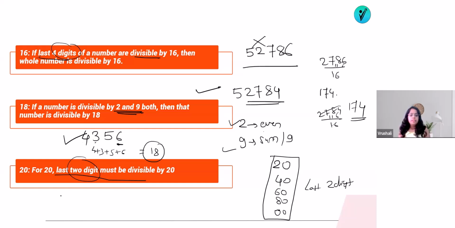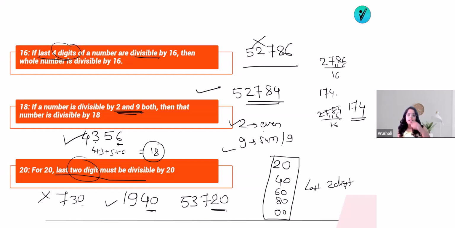So if any number is, suppose, 730, as I know 30 is not divisible by 20, so it won't be divisible. If I took a number, suppose 1940, I know the last 2 digits are divisible, so it will be divisible. If I took a number, suppose 53,720, the last 2 digits are divisible by 20, so the number will be divisible by 20. So this is what you have understood.